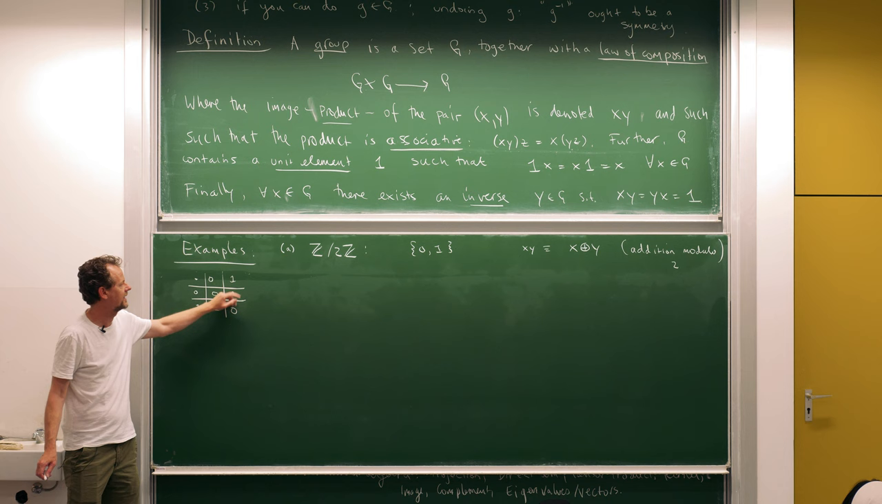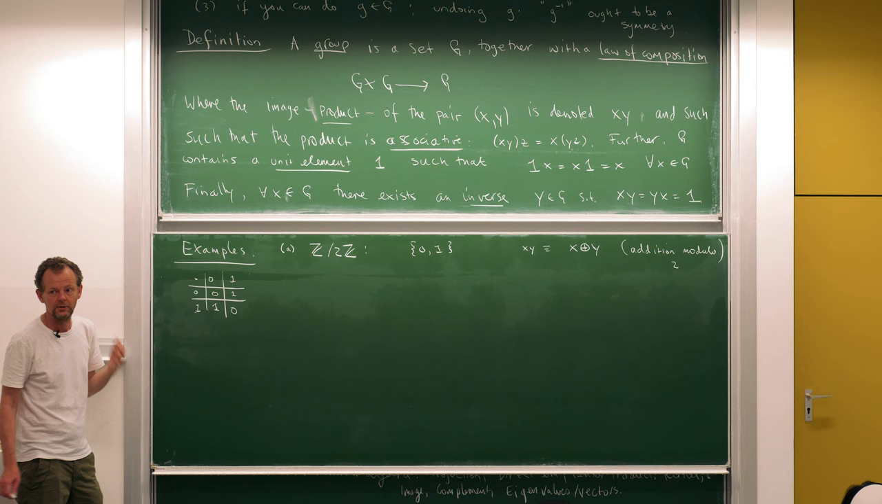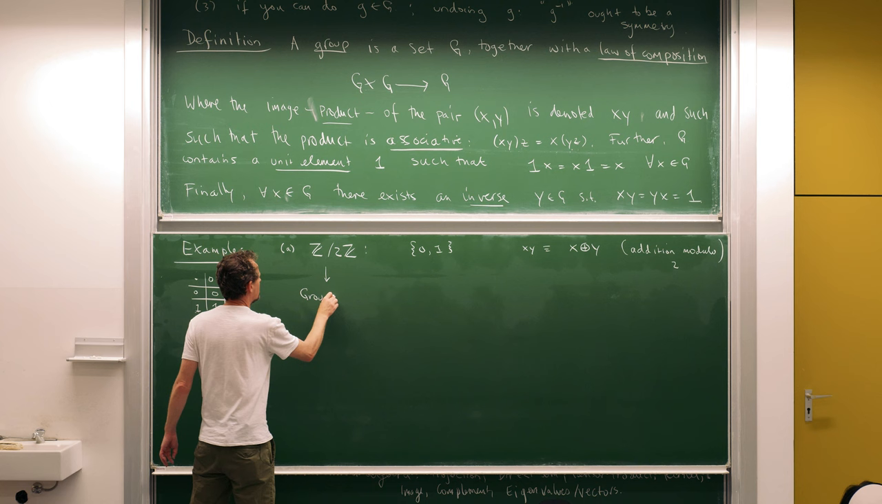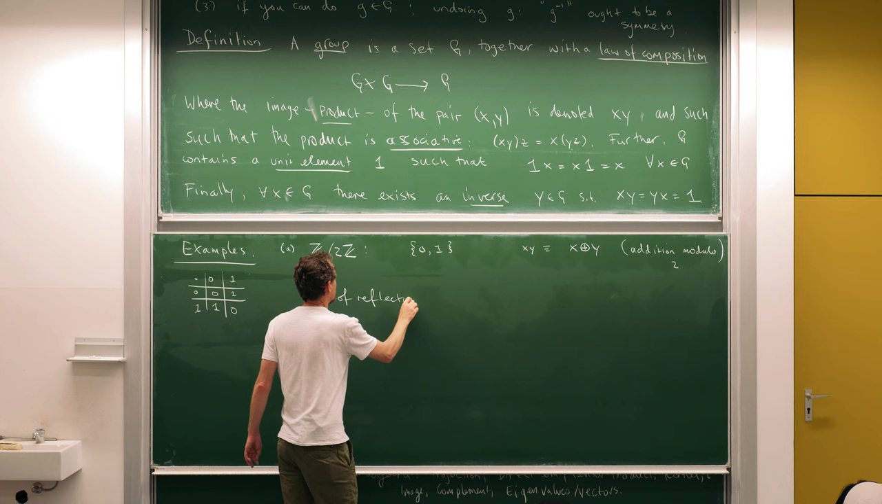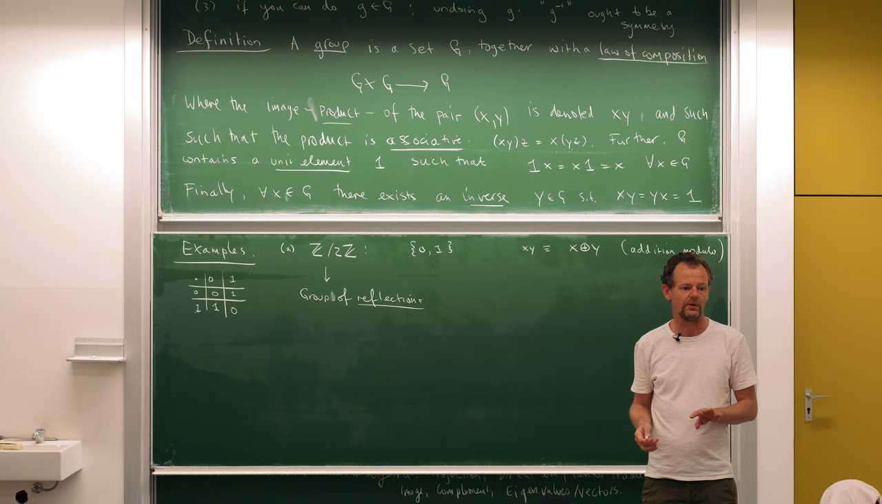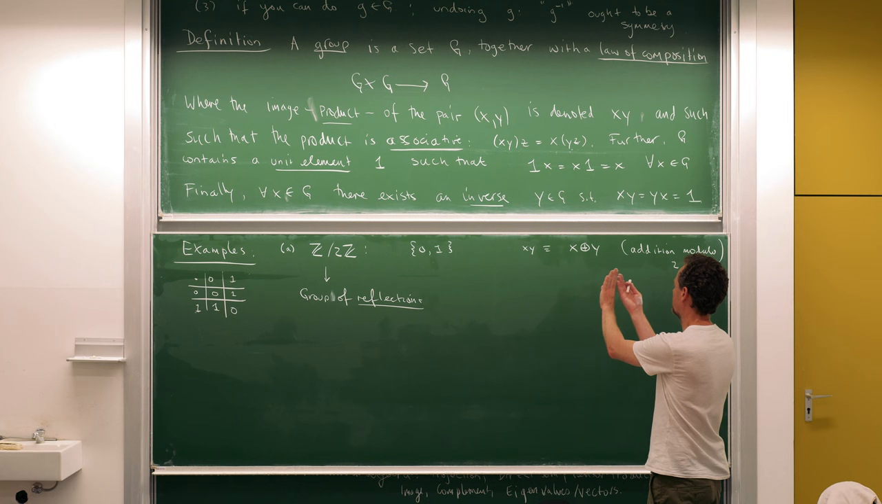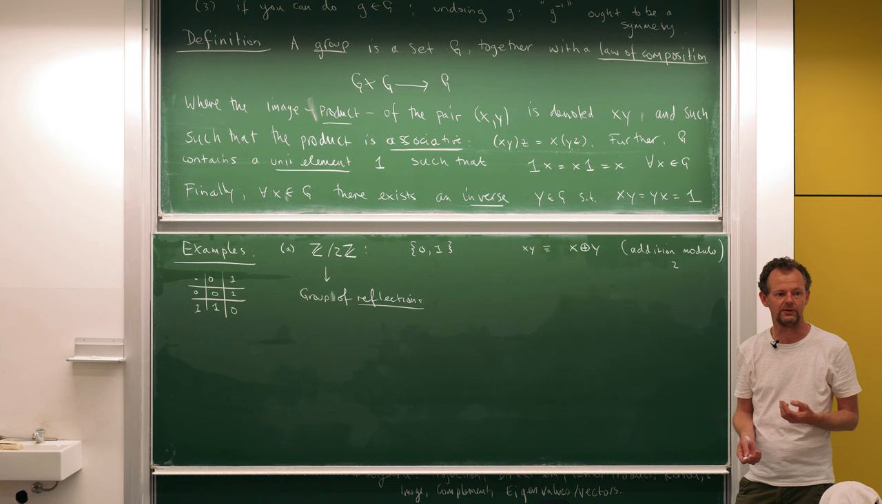This group appears everywhere in physics. Most often in the context of a reflection. So you have your system and you imagine that it's reflection symmetric. Like you can take it and you can sort of flip it and you get the same system again. That's one of the most common symmetries in physics.